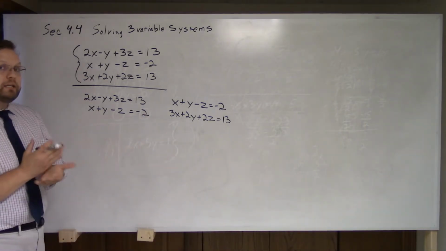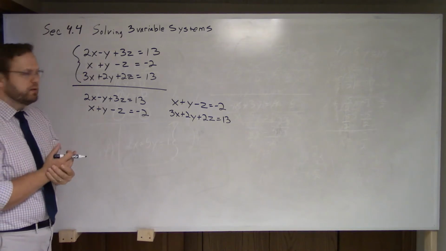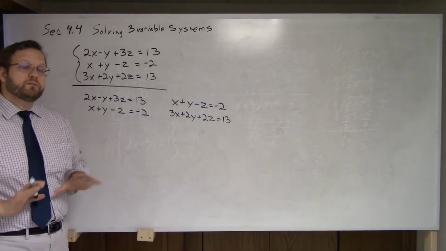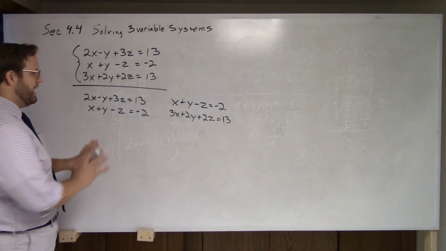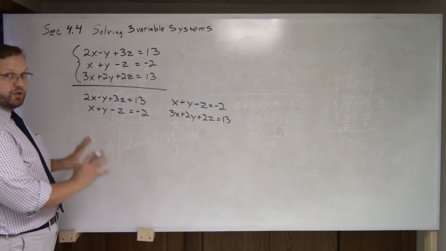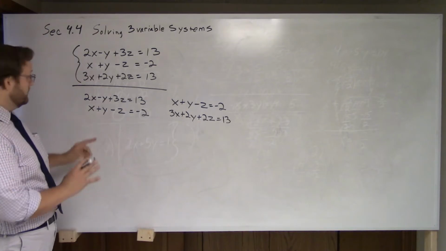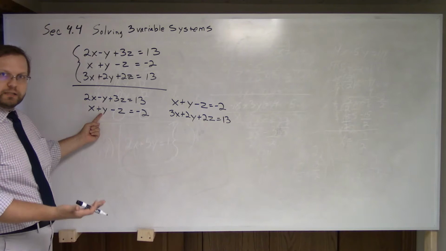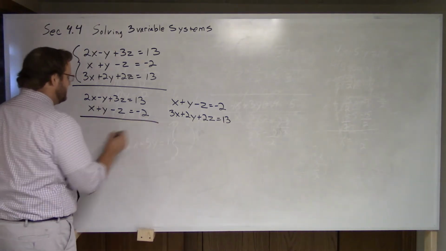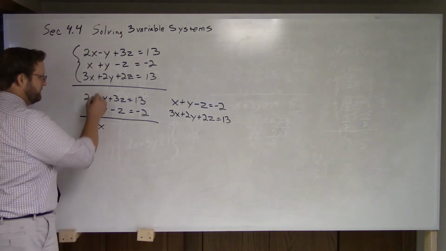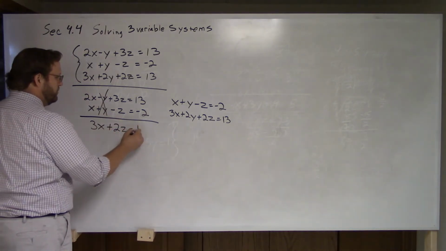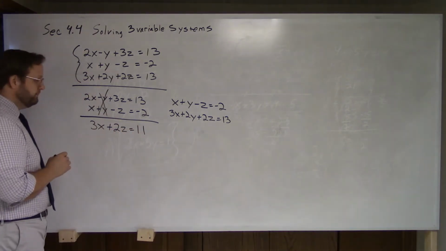Now, I want to use the elimination method or the addition method to get rid of one of these variables. It doesn't matter which variable you get rid of. Is there any variable that eliminates on its own as it stands? These y's go away on their own. So let's utilize that. If it's ready to go, let's get rid of them. So I'm going to add down these columns to get 3x plus 2z equals 11. Okay?